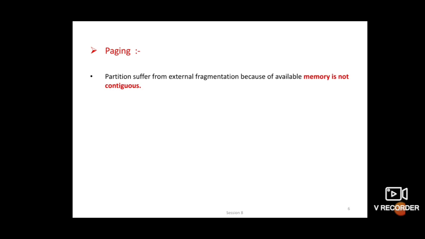Partitioning suffers from external fragmentation because the available memory is not contiguous. Now you know external fragmentation. External fragmentation occurs with variable partitions, and fragmentation means wastage of memory space. Paging uses non-contiguous memory, so the available memory is non-contiguous. So paging does not suffer from this wastage of memory space, because paging is non-contiguous memory allocation.